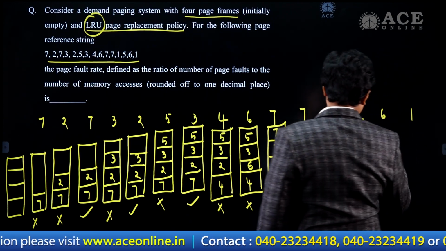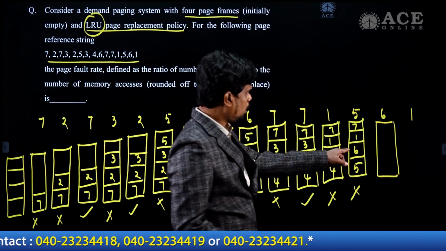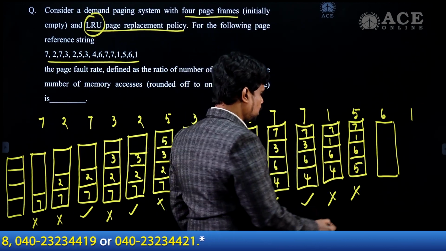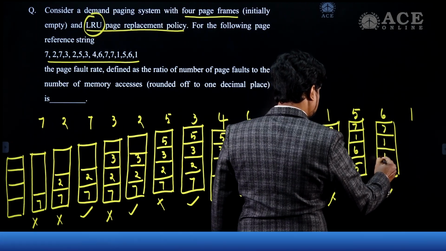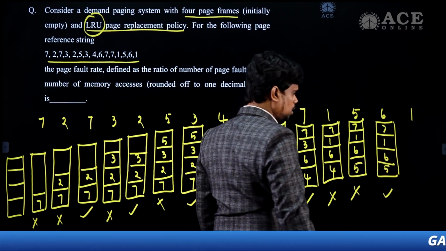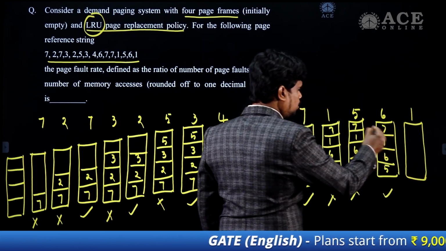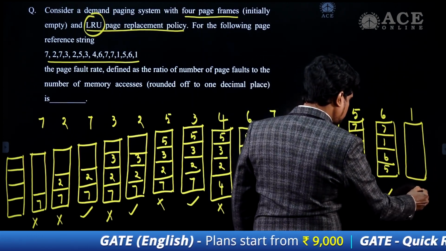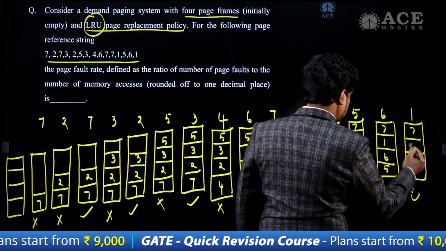Now the CPU is willing to access page 6. Page 6 is already there in the main memory, so it results in a page hit. So 7, 1, 6, 5. Now the CPU is willing to access page 1, but page 1 is already there in the main memory, which results in a page hit. So then 7, 1, 6 and 5.